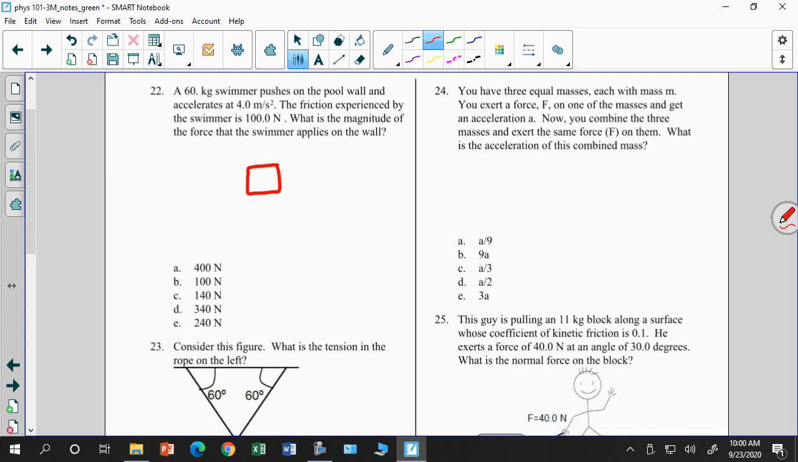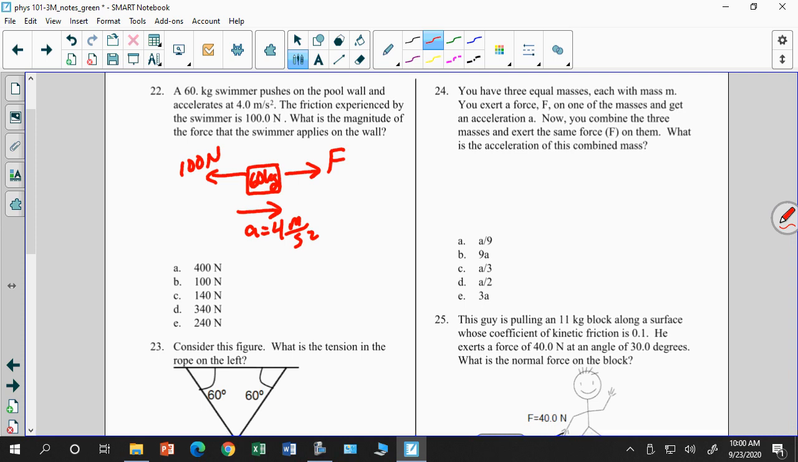So I have a frictional force that is 100 newtons. That's like the water pushing on you. And then the other force is you pushing on the wall. So that's F. I know that I accelerate in this direction with an acceleration of 4 meters per second squared, and I have a mass of 60 kilograms. And I just want to know, what is the force? I drew all the forces. I labeled my acceleration in this case.